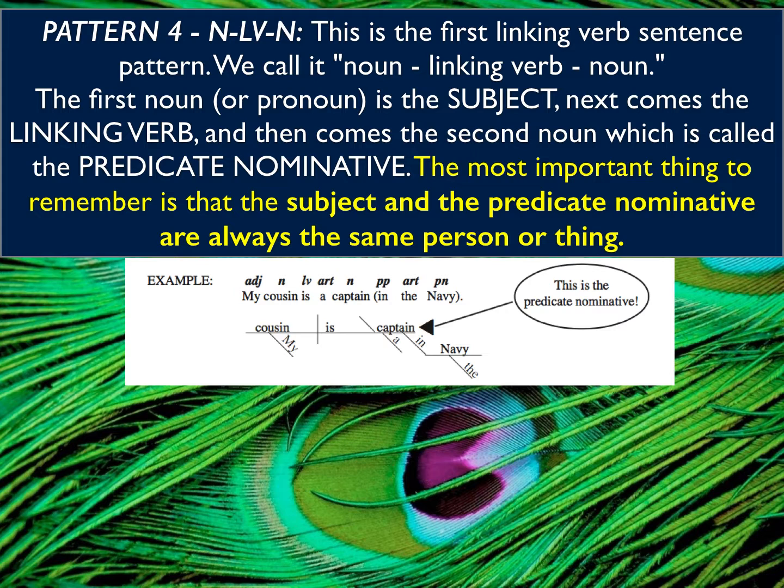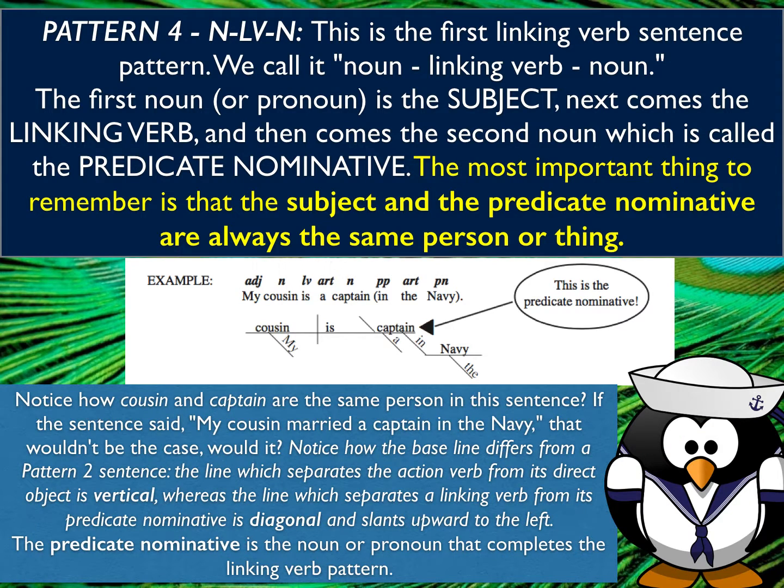So here's an example. My cousin is a captain in the Navy. So the cousin is the captain. Notice how cousin and captain are the same person. If the sentence said, my cousin married a captain in the Navy, I'd say, lucky girl. Just kidding. But that wouldn't be the case. My cousin married a captain, that's not the same person. But my cousin is a captain, that's a linking verb, because they're the same people.